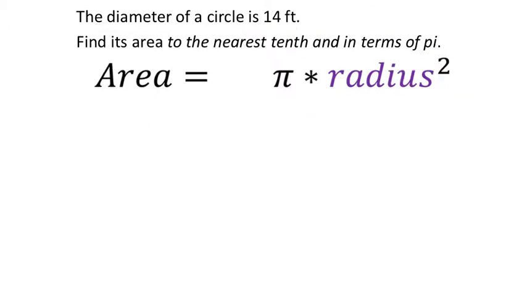So this next one, the diameter of a circle. This one is the diameter, not the radius, and the diameter is 14 feet. We're going to round this to the nearest tenth in terms of pi. You guys try this one out. Try it out.